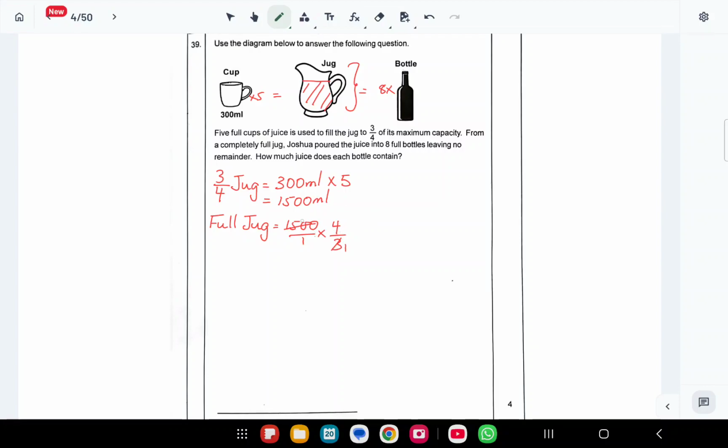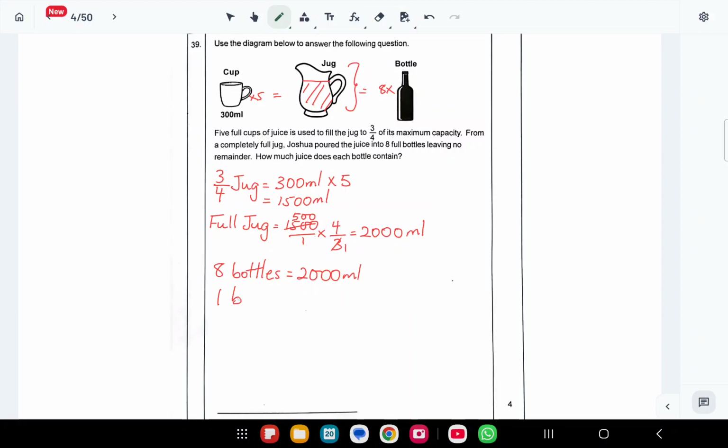3 into 3, 1. 3 into 15 is 5. Add the 2 zeros. 5 by 4 is 20. Add the 2 zeros. So you get 2,000 milliliters. So that jug could hold 2,000 milliliters. We know a full jug fills 8 bottles. So we know 8 bottles is equal to 2,000 milliliters.